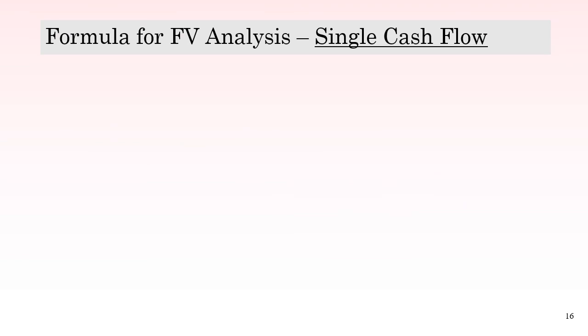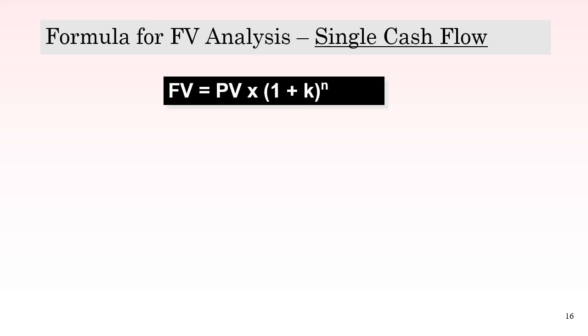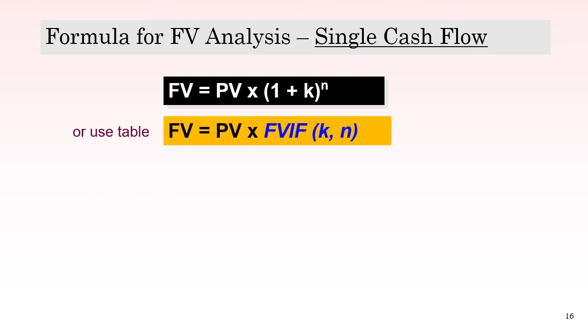The formula for future value analysis, single cash flow. This is the formula: FV equals PV times bracket 1 plus K bracket to the power N. Or you can use the table for using this formula. We know that N equals the number of periods and K is the interest rate.